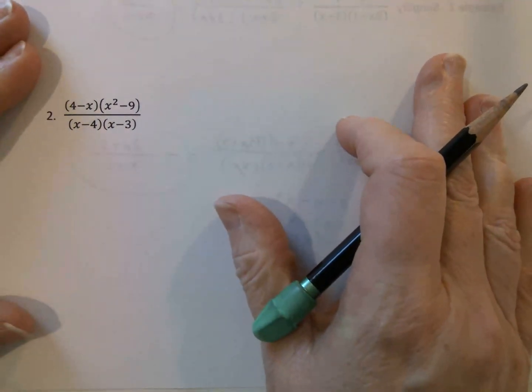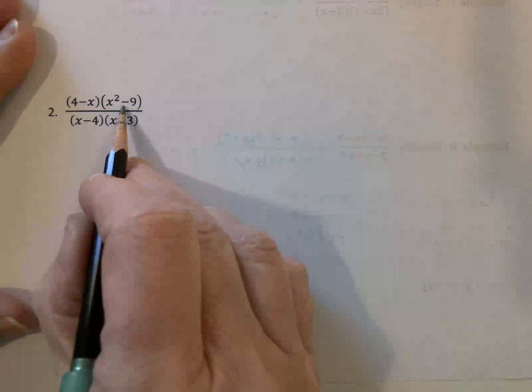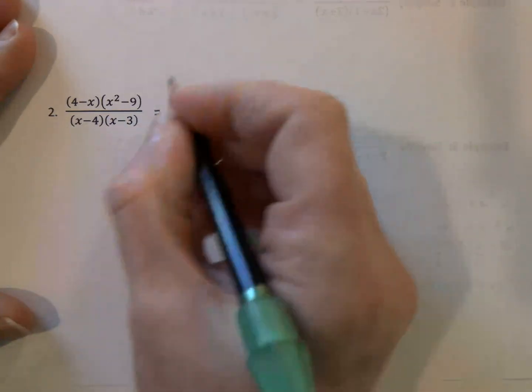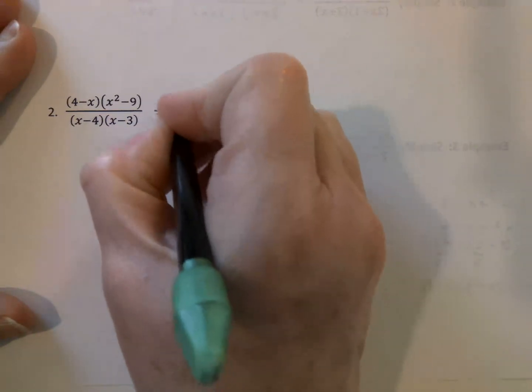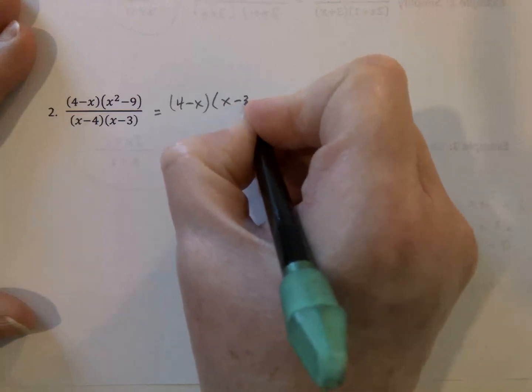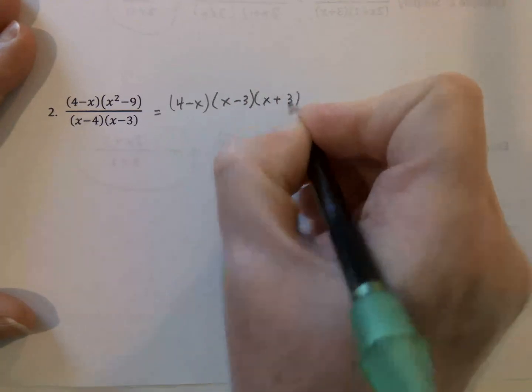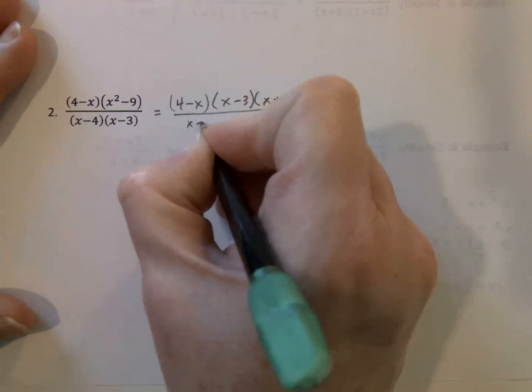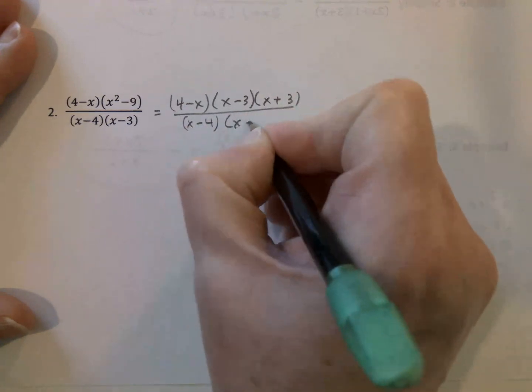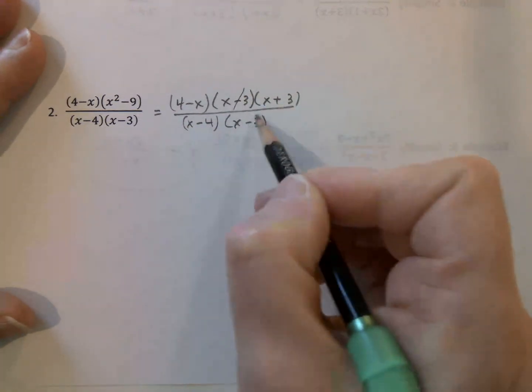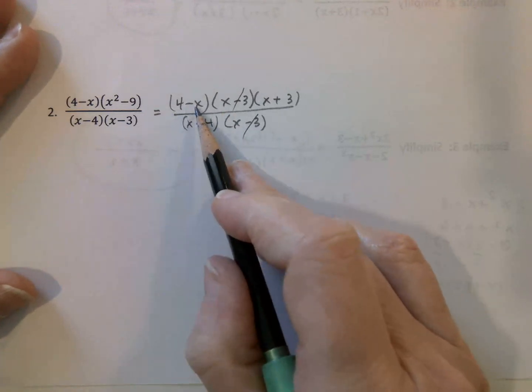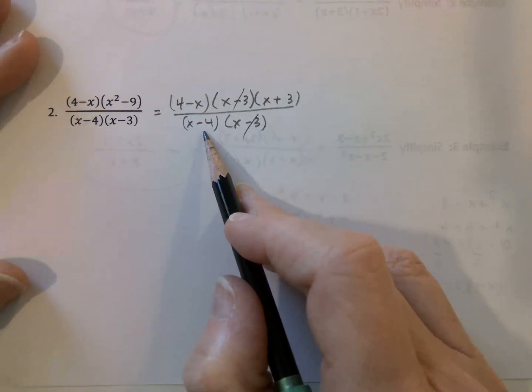Here, it looks like it's factored completely, but it's not. This is a difference of 2 squares, so I can go ahead and factor that. So I have 4 minus x. This will be x minus 3, x plus 3. And this will be x minus 4, x minus 3. Okay, the x minus 3's cancel out. 4 minus x and x minus 4 are not the same thing.